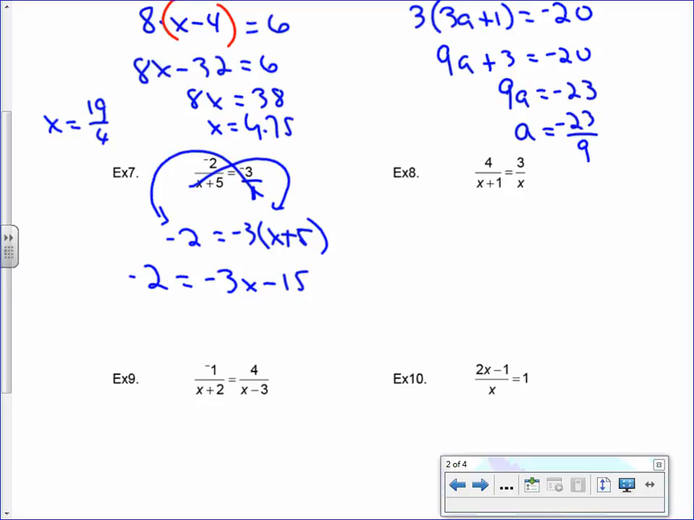Negative 2 equals negative 3x minus 15. What would you do next? What would you do next, Lindsay? I would add 15 to both sides.